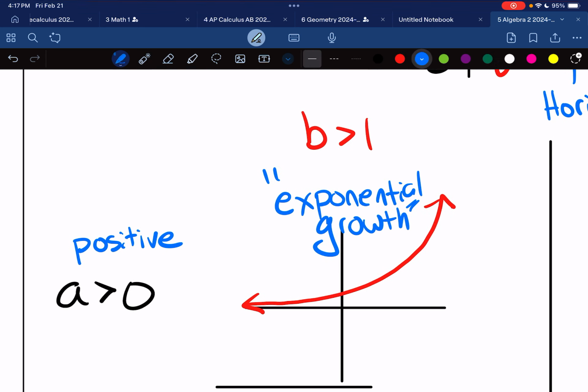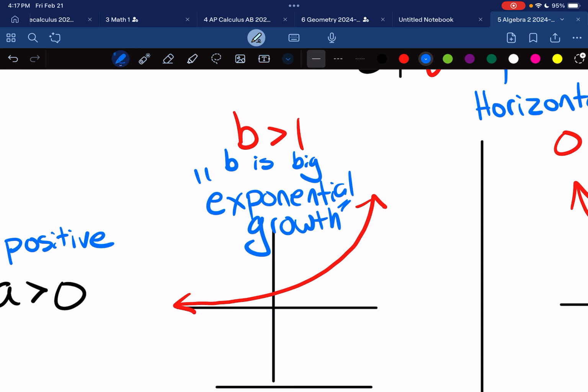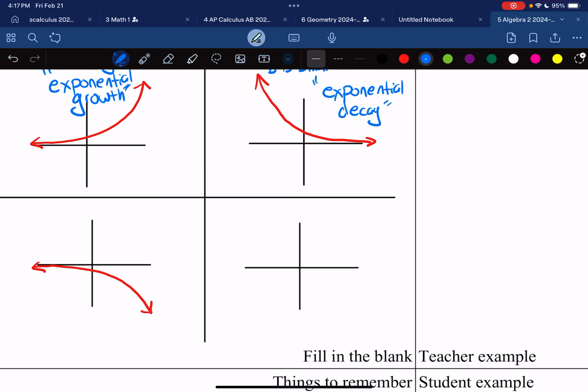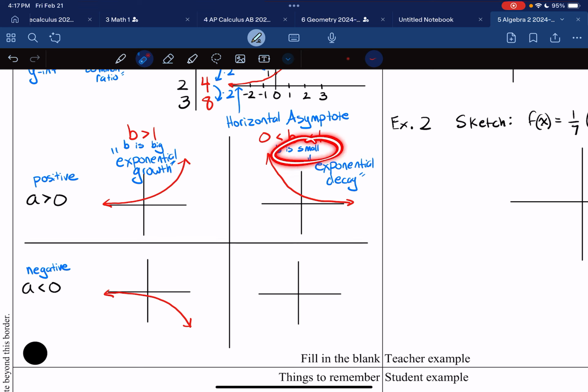And then over here, this is b is big. So b is big, you have exponential growth. If b is small, then you have exponential decay. And then, of course, I think you can probably figure out what's going to happen in this bottom right graph. What happens when b is small and we have a negative out in front? If b is small, then it's still going to have a tail on the right-hand side.